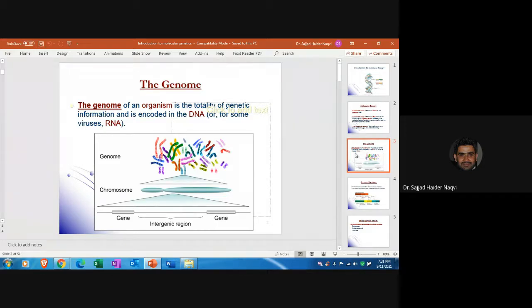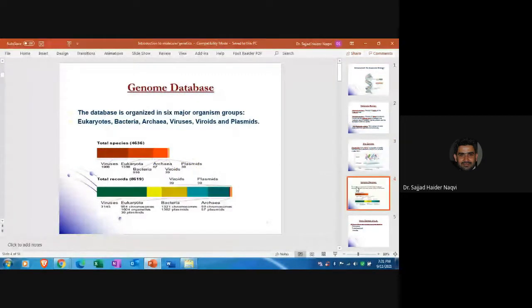You can see the picture which explains that this particular area is what we call the gene, having specific codes. The gap between two genes is called the intergenic region. Then the genes are located on the DNA. The DNA is associated with the chromosomes, and then the chromosomes in totality lead to the genome of an organism.